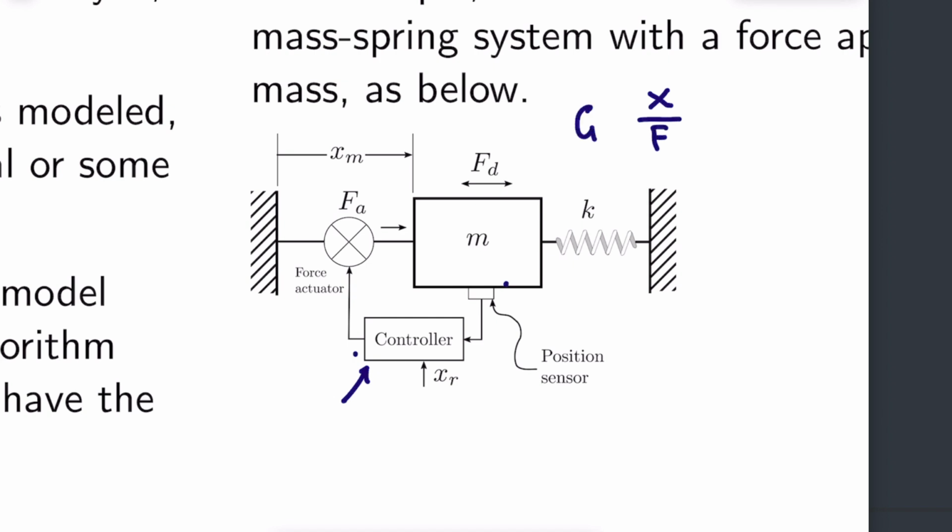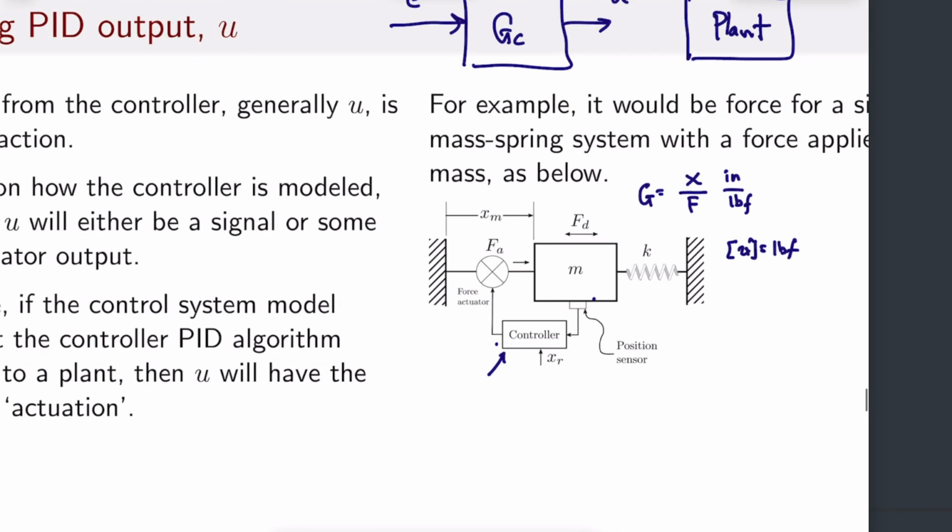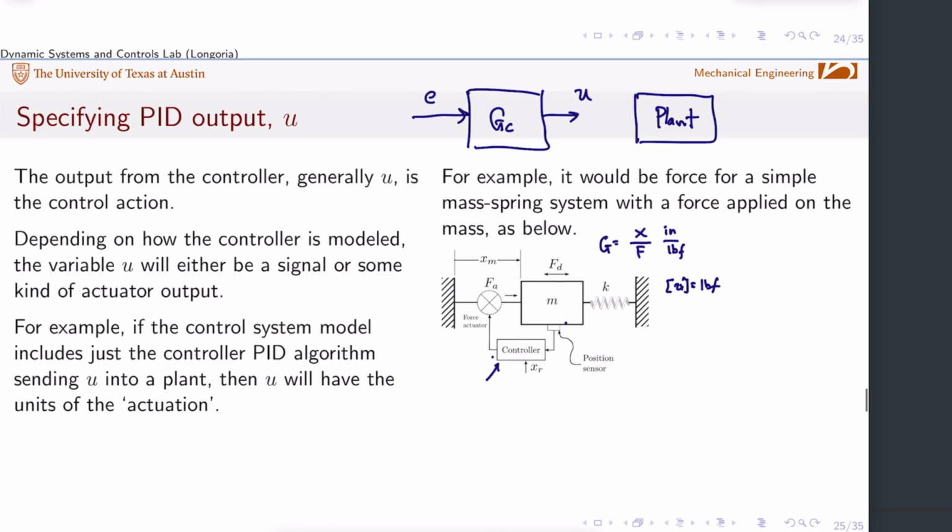So if my g has units of, let's say, inches over pounds force, and if I'm going to go for some reason with English units, then obviously I'm going to multiply it by pounds. So my u has to have units of pounds force, or newtons. I should have stayed with SI to begin with. But in any case, you want to make sure that that's consistent, so your gains are going to be consistent.